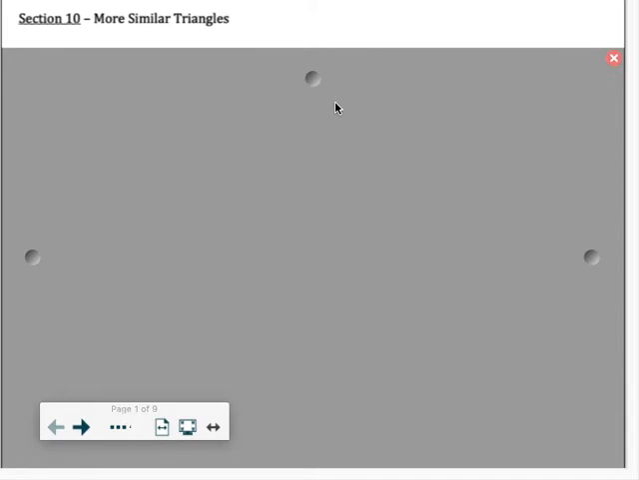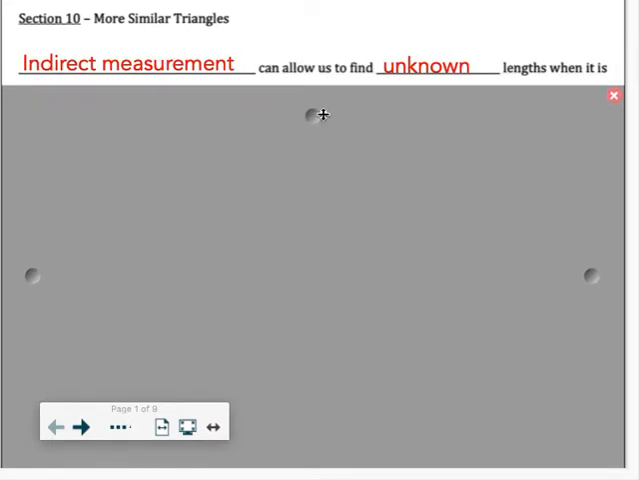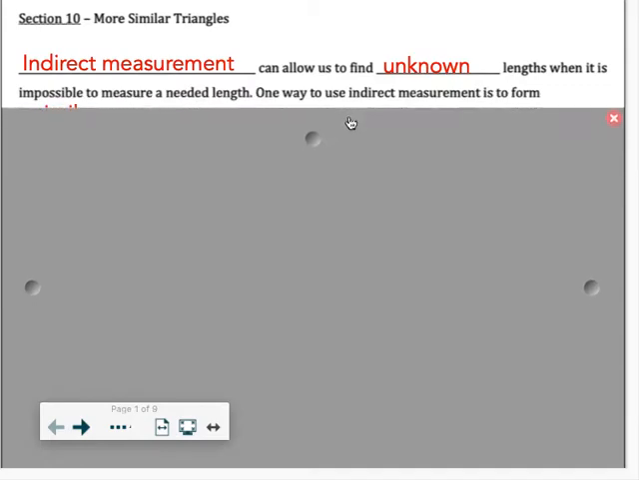All right, guys and gals, so we are in section 10, more similar triangles. So we're going to see a little repetition of using similar triangles to solve for x, but we're going to look at a couple new ideas, okay? What we have here today is what is called indirect measurement. Indirect measurement can allow us to find unknown lengths when it is not possible to measure a needed length, because that length is way too tall, it's a building, it's a tree, or something like that.